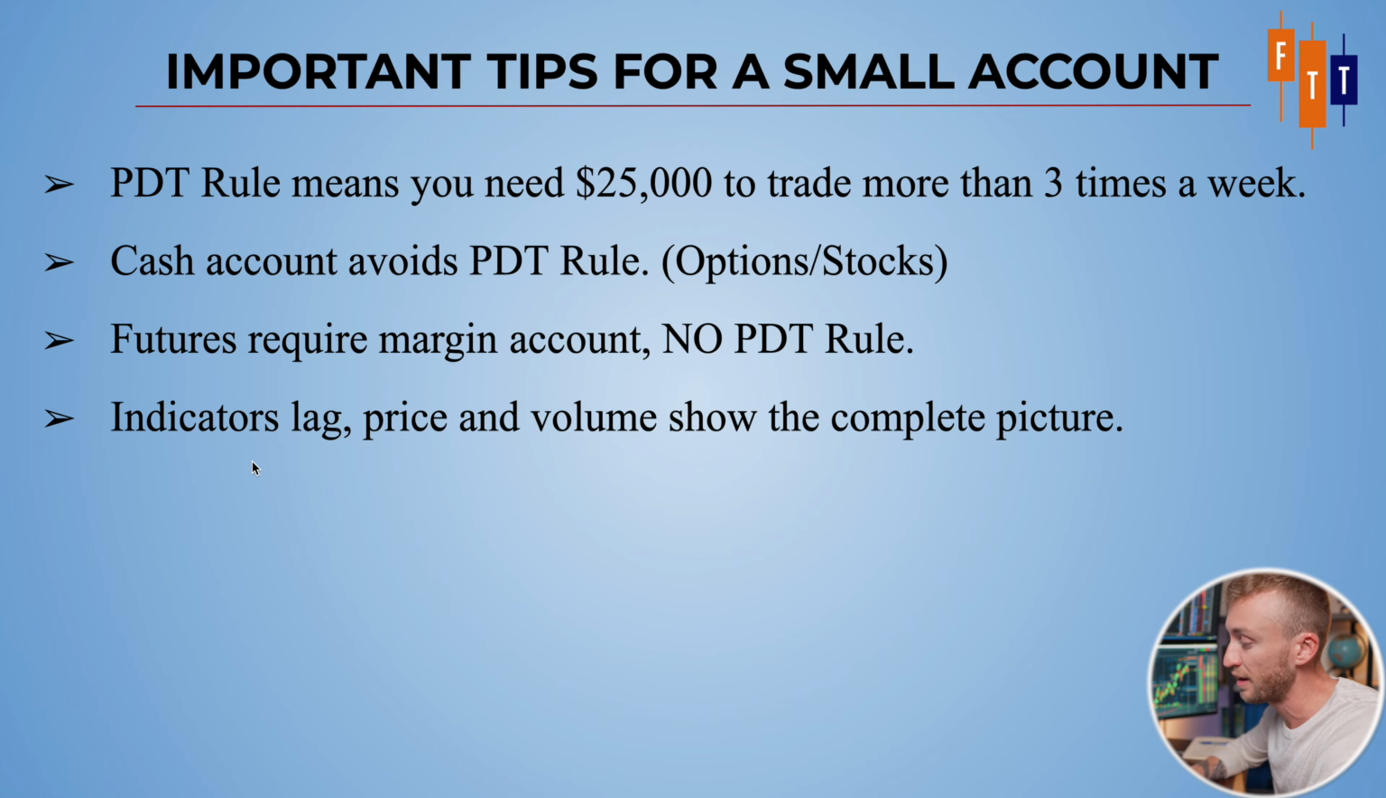The next tip is that indicators lag. So price and volume show the complete picture. I've got rid of a lot of my indicators. I just use VWAP and a couple others, but I don't really look for entries off of the indicators. They lag. I'm using order flow. I'm using price and volume. Those are the most leading indicators. It's all you need. But if you have indicators you use, it's fine.